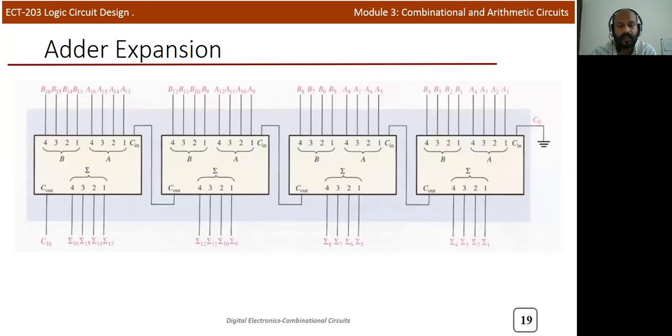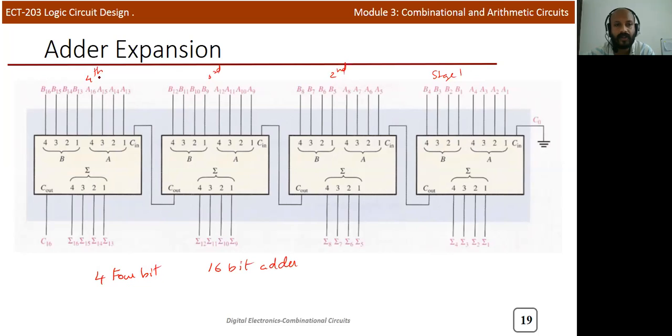Now we can see another circuit. A similar idea we are using to implement a 16-bit adder. Okay, this is a 16-bit adder circuit. For that we need 4 4-bit adders. Okay, so this is the first stage, this is stage 1. We'll take the first 4 bits. So this is the second stage, and this is the third, and this is the fourth stage.